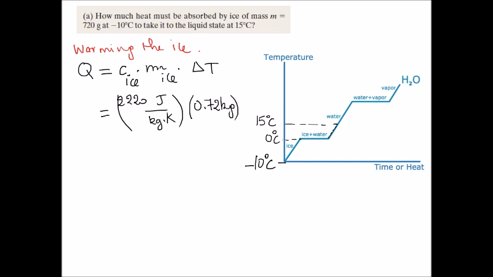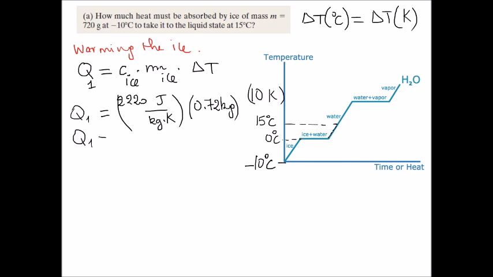That's how you warm ice, not to 15. At 15 there is no ice. So to 0 degrees Celsius. So that's my delta T. What is it? 10 degrees Celsius or 10 Kelvin, that's the same thing. That's very important to know. Delta T in degrees Celsius is the same as delta T in Kelvin. And so we end up, what is Q1? That's basically about 16 kilojoules.